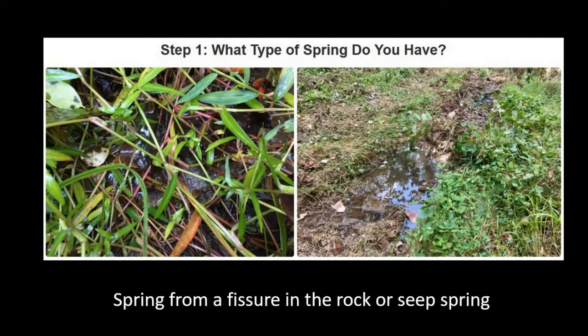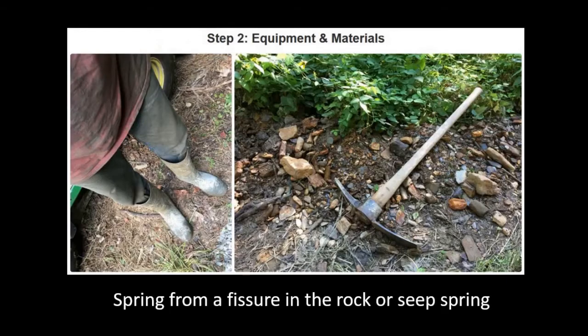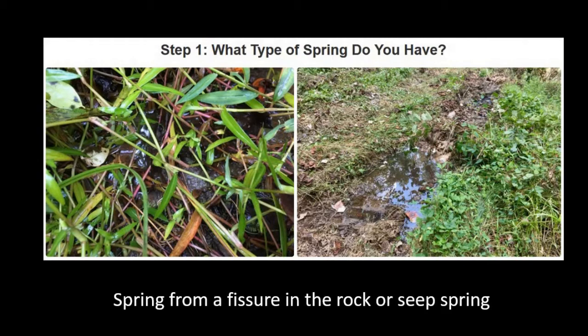The first step is, what type of spring do you have? There are basically two kinds of springs. One is a fissure in a rock, and the other is called a seep spring. So a fissure is water that's in a table, and it is confined to that level in the ground. And a seep spring is kind of a mushy area on the ground.